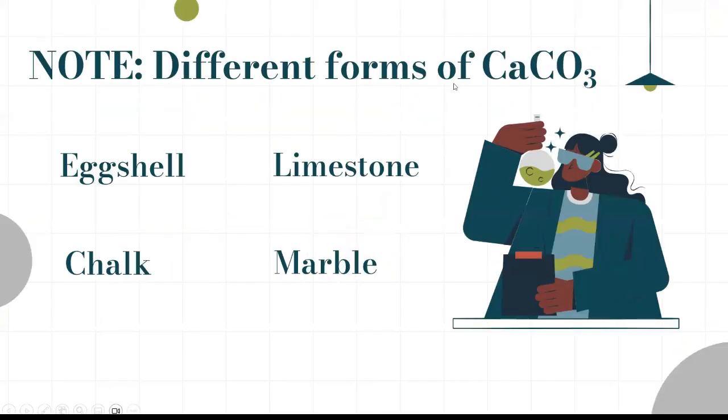So here are different forms of calcium carbonate. This is for general knowledge. So you have eggshells that contain calcium carbonate. Then we have limestones, chalk, and marble.